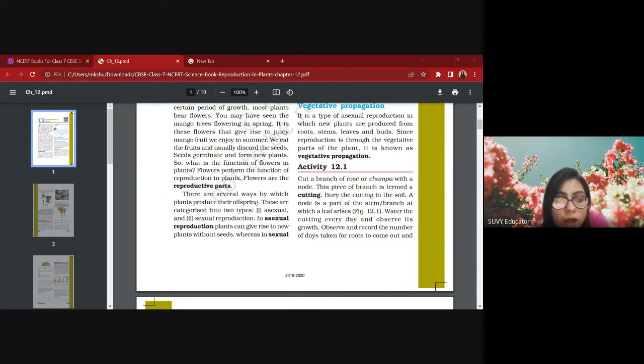The plant is divided into two parts. So I'm talking about any plant or tree. There are two types: the vegetative parts and the reproductive part. Vegetative parts are the stem, leaves, and roots, which you can simply see. You have seen them now. And the reproductive part is the flowers.